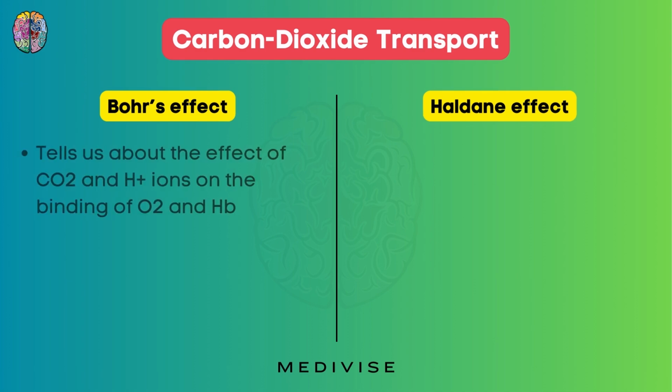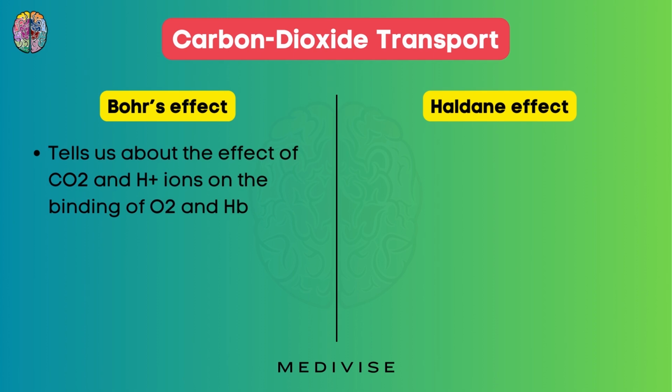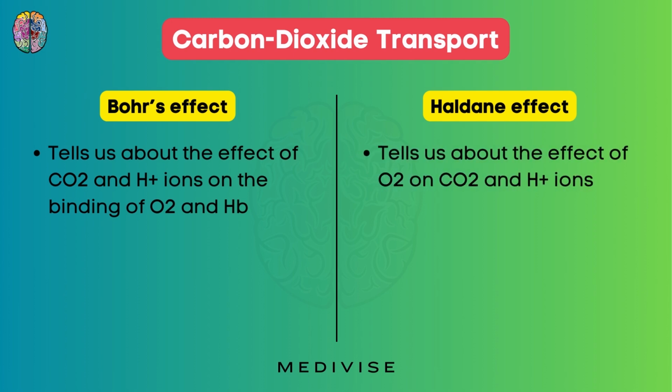Bohr's effect tells us about the effect of carbon dioxide and hydrogen ions on the binding of oxygen and hemoglobin. Basically when there is a lot of carbon dioxide and H+ ions, which is seen near the tissues, this will help in releasing the oxygen from the hemoglobin so that the oxygen can go from the RBCs to the tissues. Haldane effect is exactly opposite.